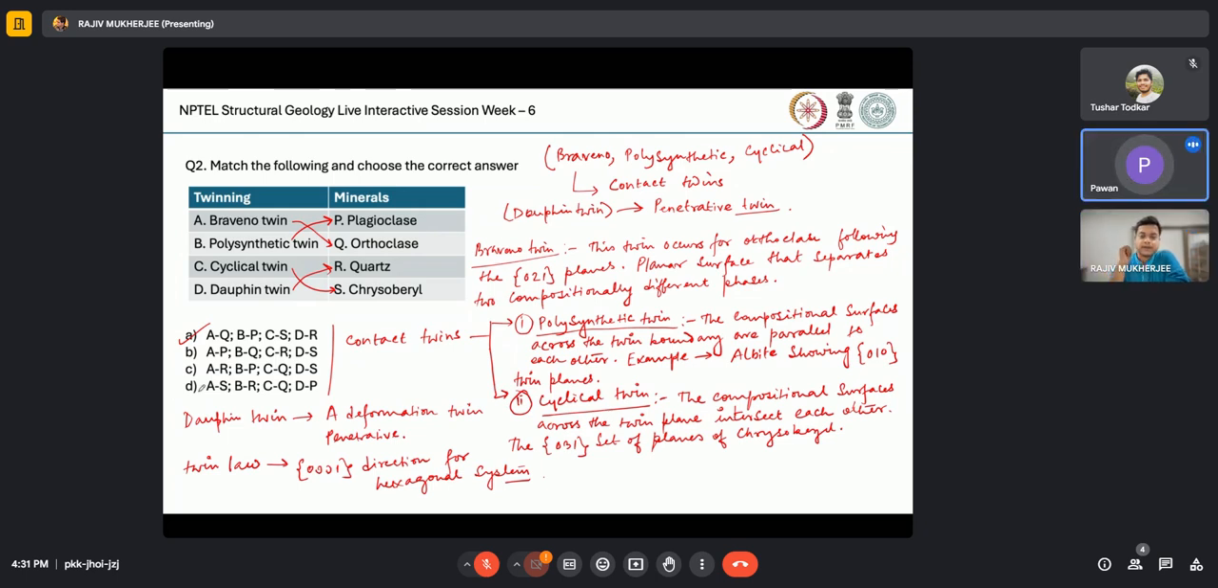And second small thing: what will be the difference between polysynthetic and lamellar twin? They're the same, because mostly they are parallel. They're defined as contact twins, and contact twins generate parallel surfaces. They are the same.